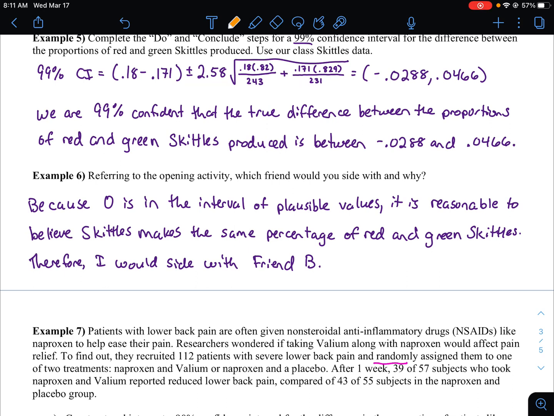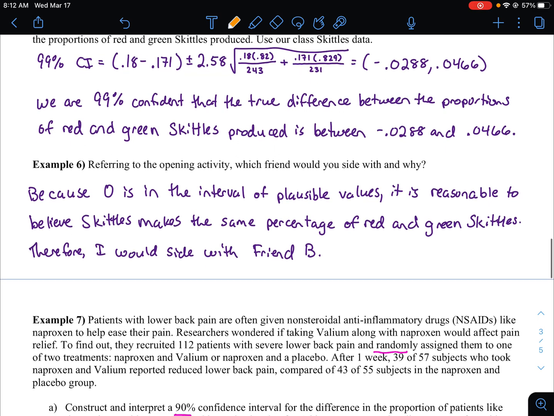Example 7. Patients with lower back pain are often given non-steroidal anti-inflammatory drugs like naproxen to help ease their pain. Researchers wondered if taking Valium along with naproxen would affect pain relief. To find out, they recruited 112 patients with severe lower back pain and randomly assigned them to one of two treatments, naproxen and Valium, or naproxen and a placebo. After 1 week, 38 of 57 subjects who took naproxen and Valium reported reduced lower back pain, compared to 43 of 55 subjects in naproxen and placebo group.